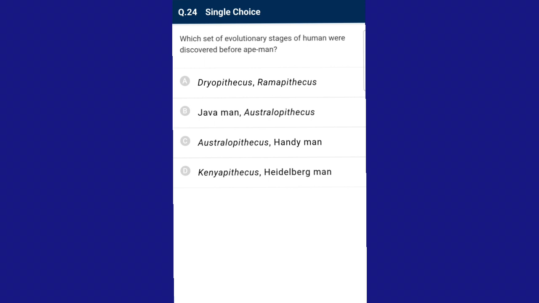Evolutionary stages of human: Dryopithecus and Ramapithecus approximately 15 million years ago, Australopithecus 2 million years ago, Homo habilis, Homo erectus 1.5 million years ago, Neanderthal man 1 lakh to 40,000 years ago, and Homo sapiens. So the answer for this question is option A, Dryopithecus and Ramapithecus.